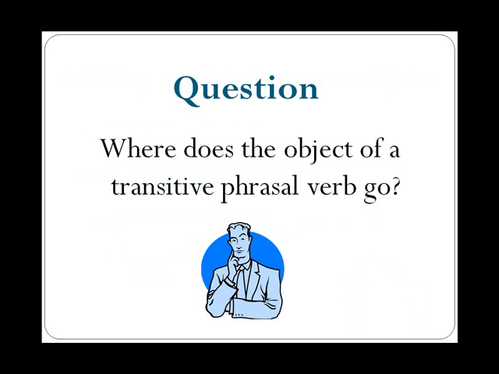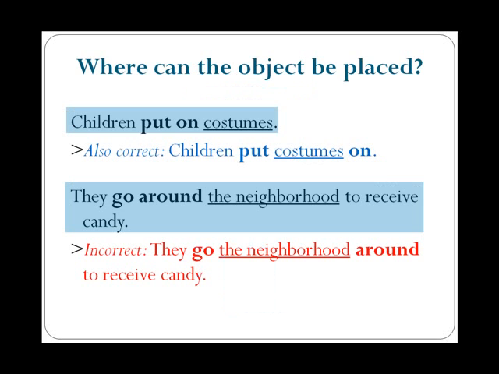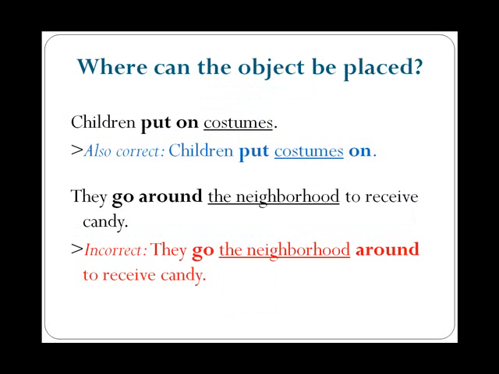Now let's answer this question. Where does the object of a transitive phrasal verb go? Did you notice the word order? You heard me place an object after a phrasal verb, as in put on costumes, go around the neighborhood. But objects can have more than one position. It's also correct to say children put costumes on. However, it's incorrect to say they go the neighborhood around to receive candy.